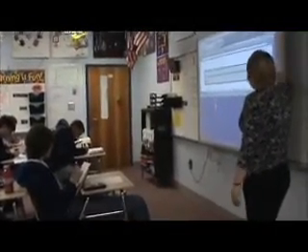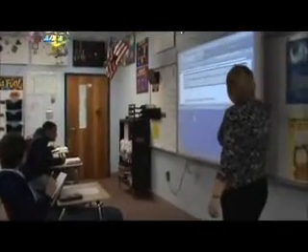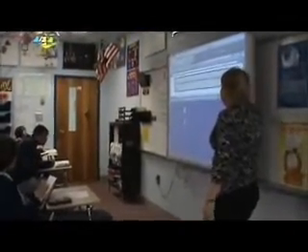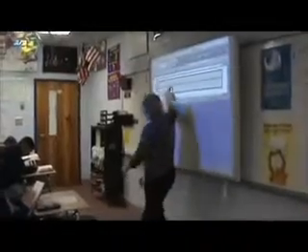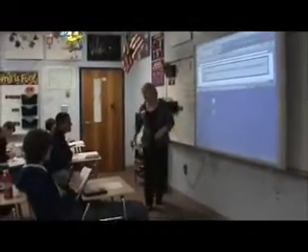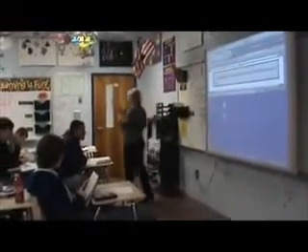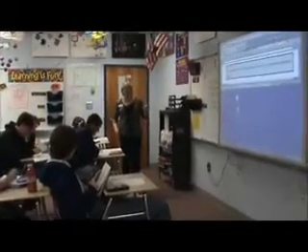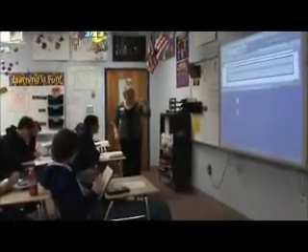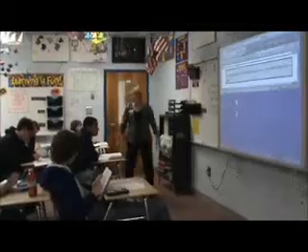Point estimate. We had the point estimate for mu, and that was x bar. The point estimate for rho, the population proportion, is p hat. So if all they want is a point estimate, you just give the p hat.